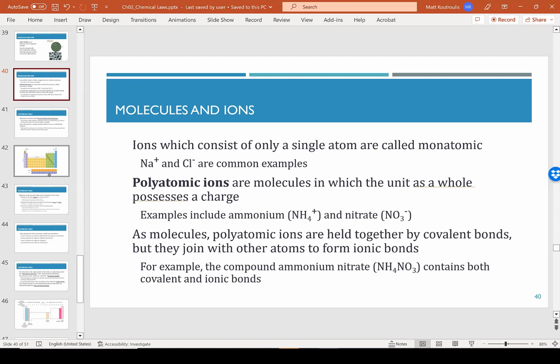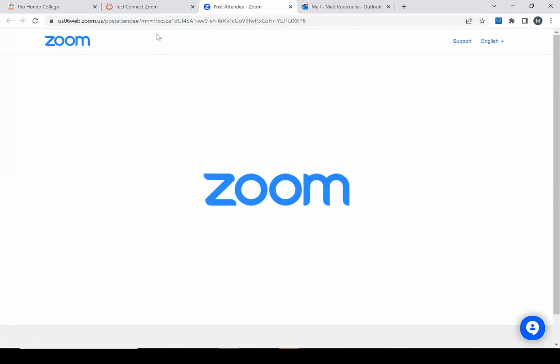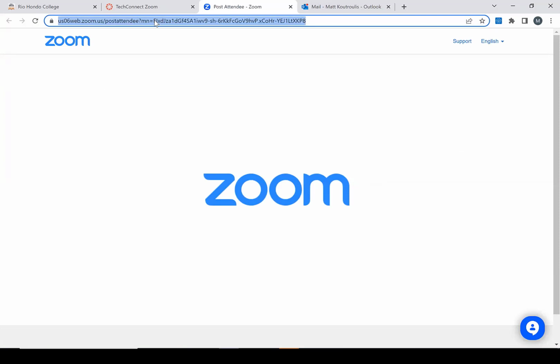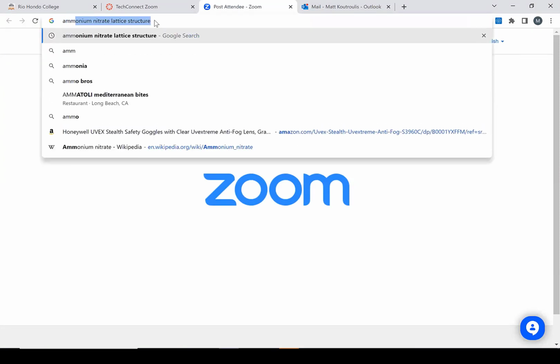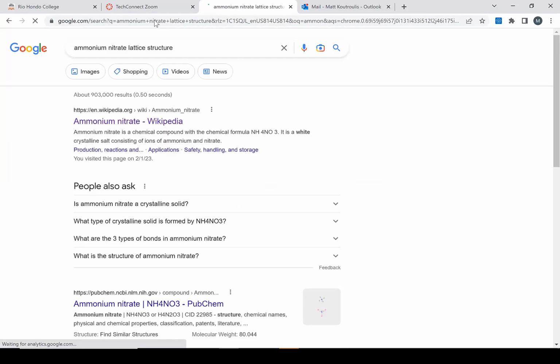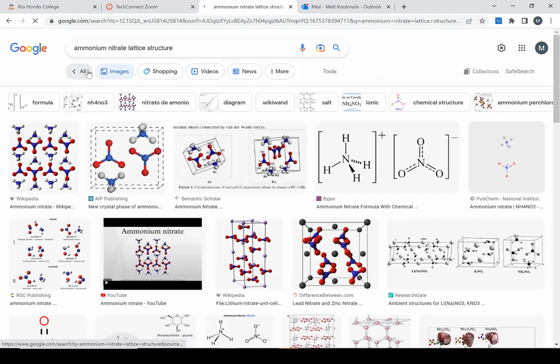So one of the ways we could look at this is we represent covalent bonds with, what's it called? Lewis structures. But with covalent bonds, it's a little more complicated. I couldn't find a really good picture, but let me see what I can find here. If I look at ammonium nitrate, this is about as good a picture as we're going to get.